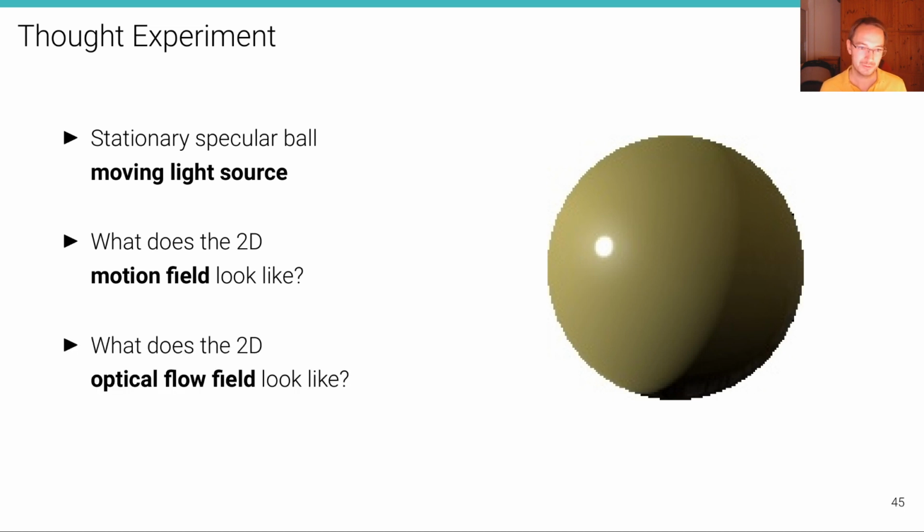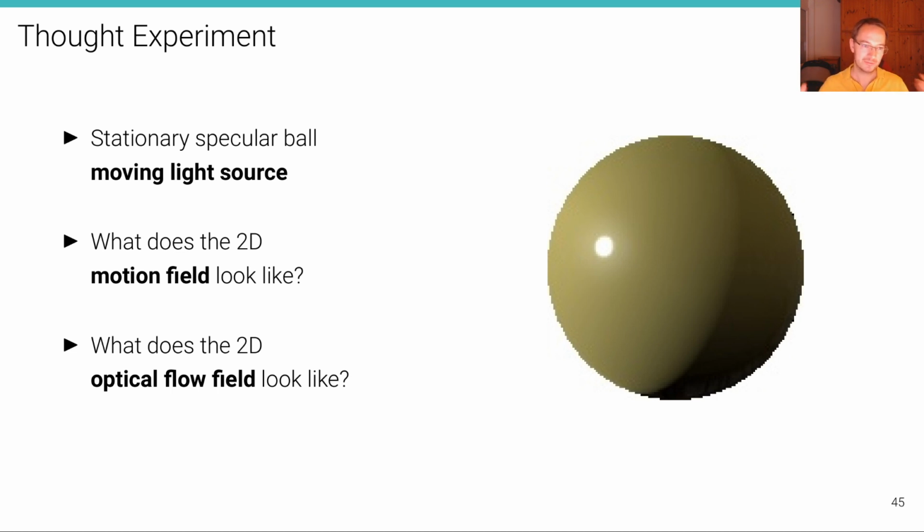What does the 2D optical flow field look like instead? Well, that is not zero everywhere because we have this specular highlight that's moving along the surface of this ball, and so it's creating some apparent motion in the image, and so we would have some velocity vectors generated through this highlight that's moving at the surface of this ball.